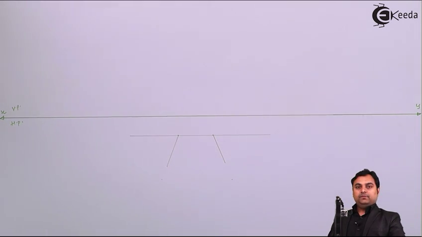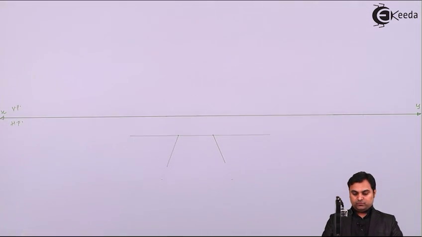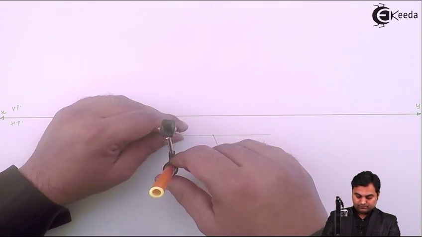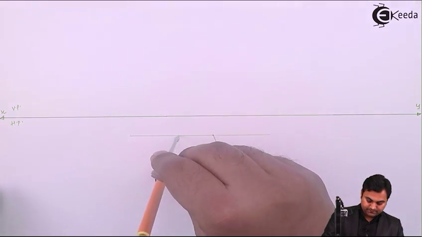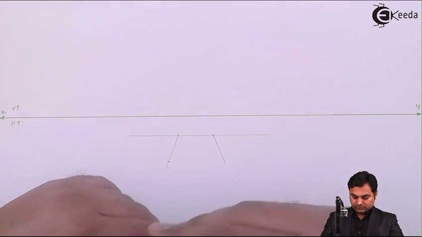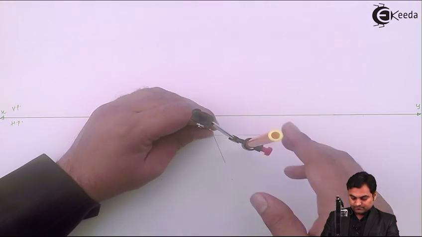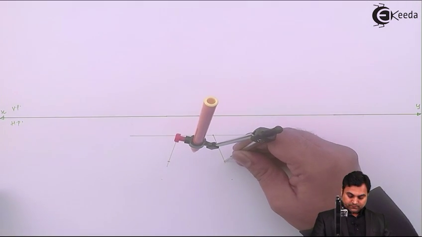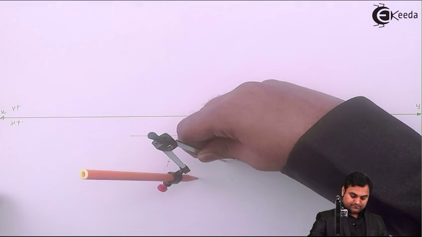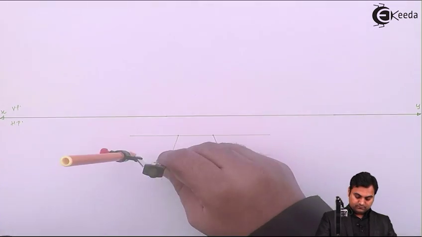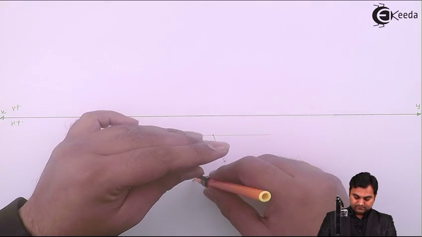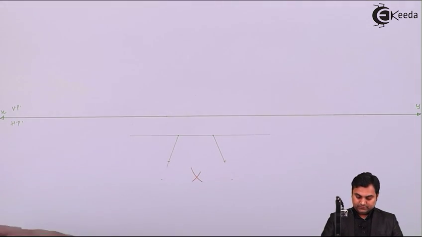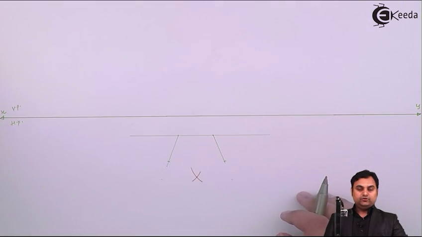Next, I'll measure this side, which is 30 mm. Mark it on one side, on the other side. Then drawing an arc, cutting it from the other side, and where it intersects, here I will get the point, joining it.